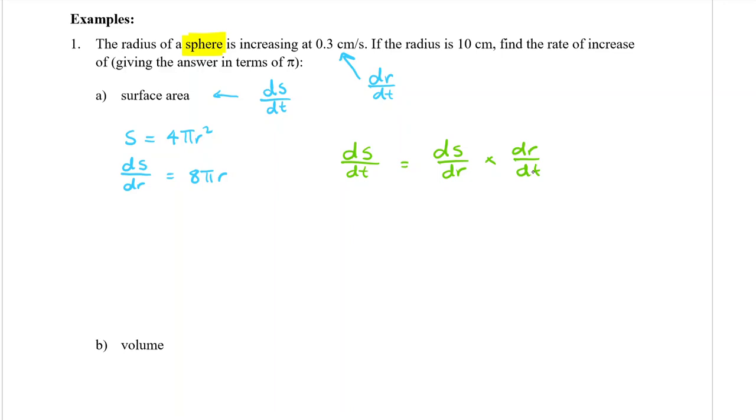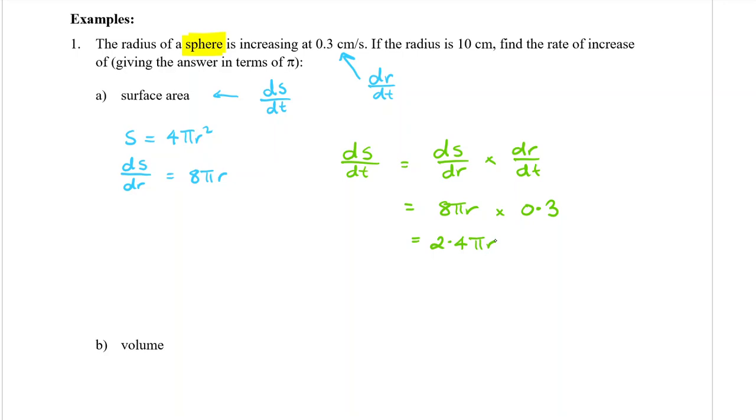Okay, now we can sub in the things that we found. dS over dr was 8 pi r. dr over dt was 0.3. I don't really like decimals, but we're stuck with it. It's 2.4 pi r.